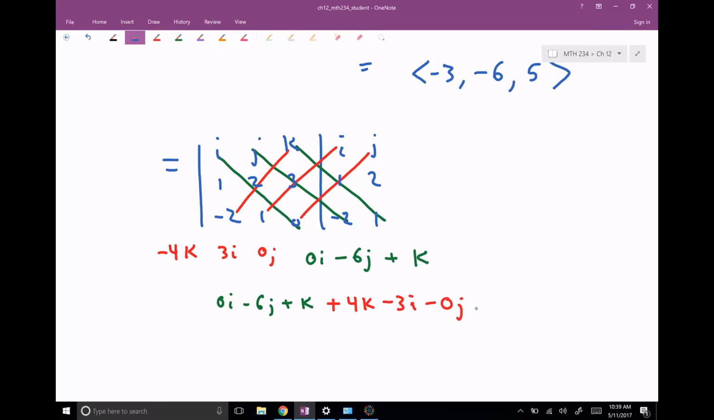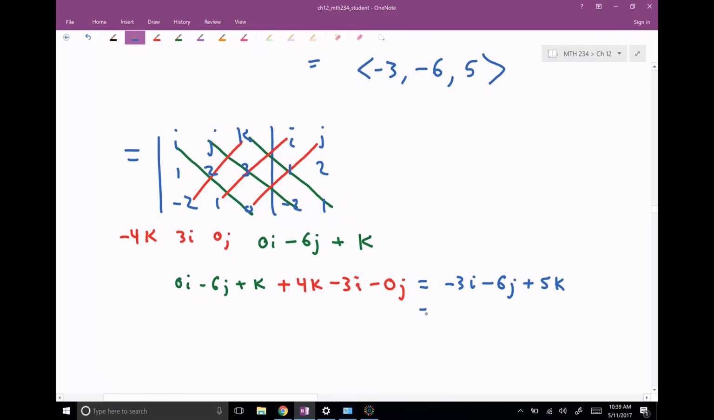And so if I combine all these like terms, 0i minus 3i, that's going to be negative 3i's. And negative 6j minus 0j, so that's going to be negative 6j. And then we have k plus 4 more k's, that's going to be 5k's. So altogether, this would be negative 3, negative 6, 5. And so we get the same result, right? The answer up here should be the same as the answer down here. Otherwise, we made a mistake.